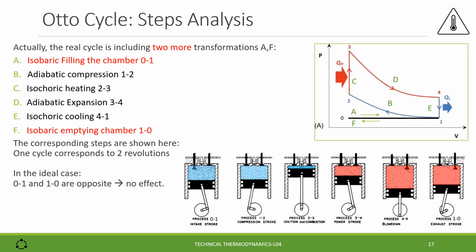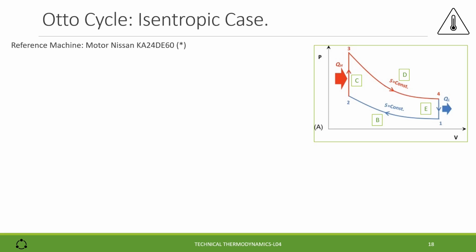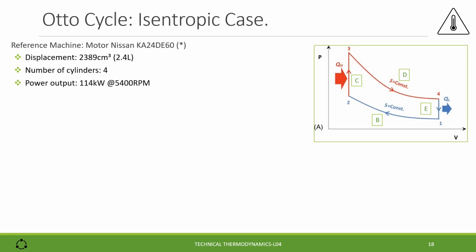In the ideal case, the transformations 0-1 and 1-0 are opposite and there is no effect in the cycle. We consider here a real motor, the Nissan KA24DE. The displacement is 2389 cubic centimeters, let's say 2.4 liters. The number of cylinders is 4. The power output is 114 kilowatts at 5400 revolutions per minute. The specific consumption is 280 grams per kilowatt hour.